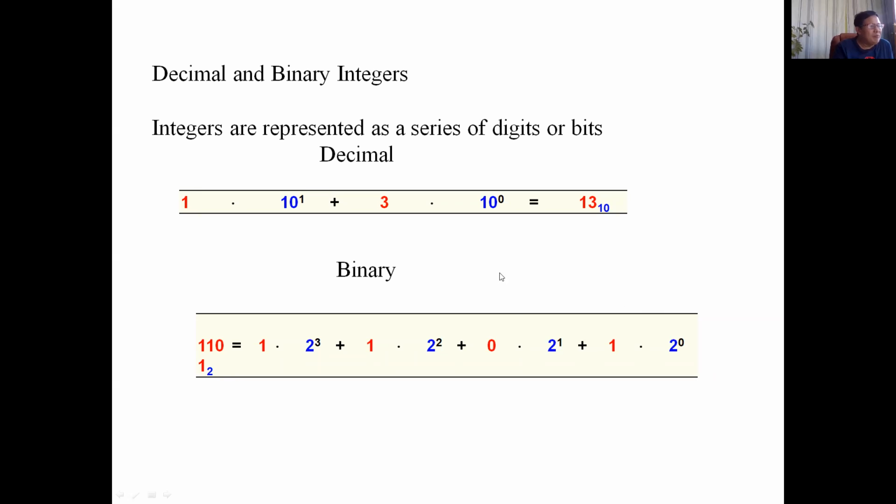So the number 13 base 10 in binary is 1101 base 2. We usually write the base as a subscript. Do you follow? To mean that the place values are an incrementing exponent of the base. Okay? Incrementing exponent, no? Do you follow?